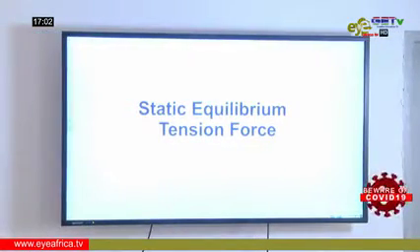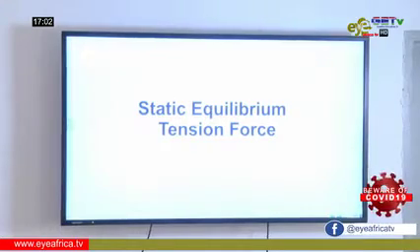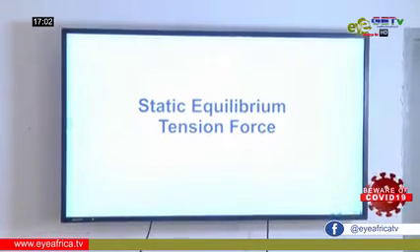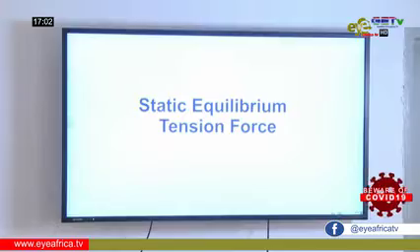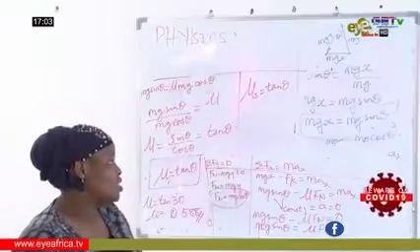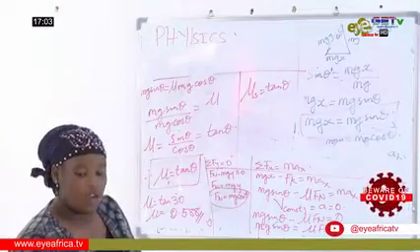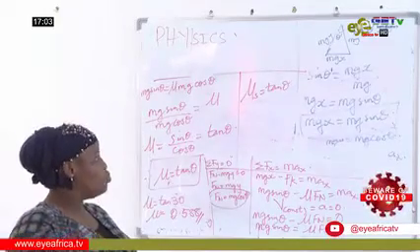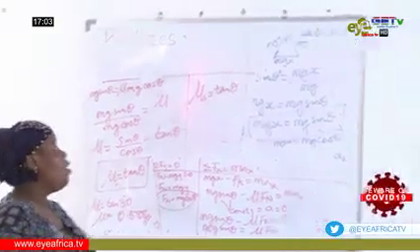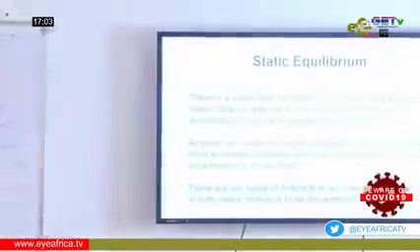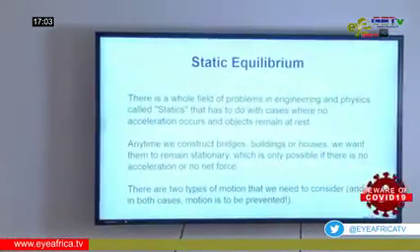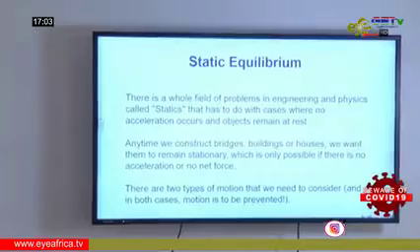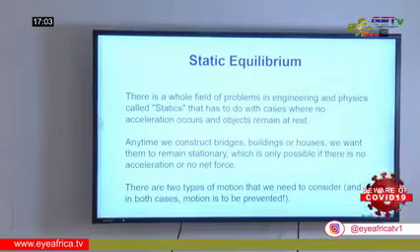Here, before we go further, I'll just give you the conditions necessary for a body to be in static equilibrium. The conditions necessary for an object to be in equilibrium are as follows. The object has to move with a constant speed, or the forces on both sides must be equal. That is, the sum of the forces acting on the body must be equivalent to 0.